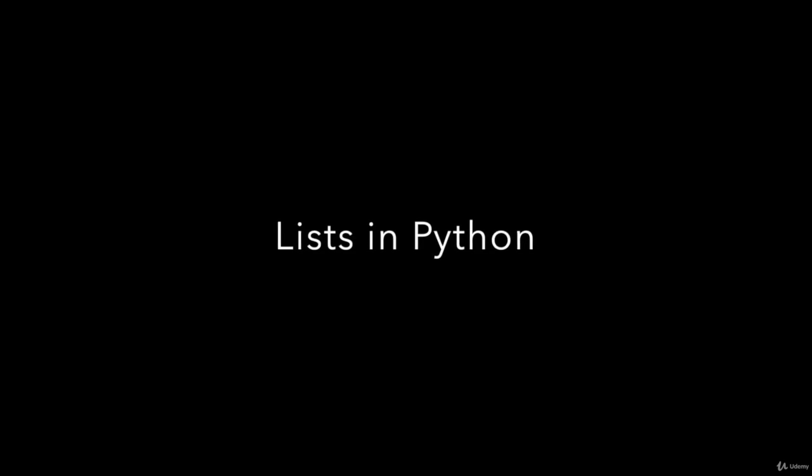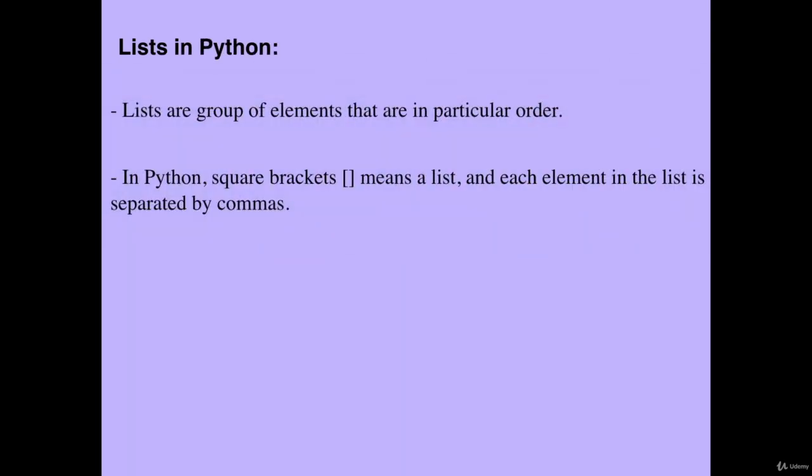Lists in Python. Lists are a group of elements that are in particular order.